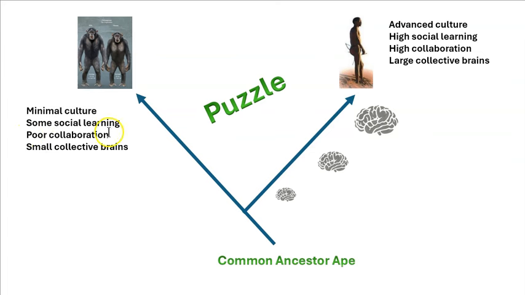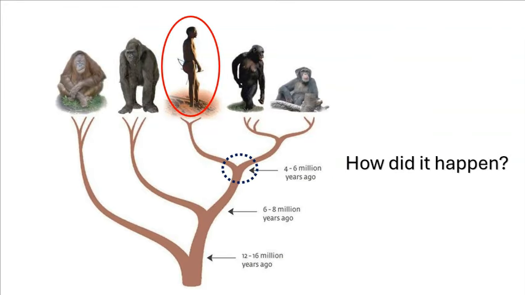But there's poor collaboration. They don't work well together, and they have small collective brains. In other words, they don't link their brains together to solve problems anywhere near the magnitude that we do. For us, advanced culture, high social learning, high collaboration, and large collective brains. We are especially equipped to put our brains together to solve the challenges of life. So in our lineage, there was a lot more evolutionary change, leading to the modern human species.